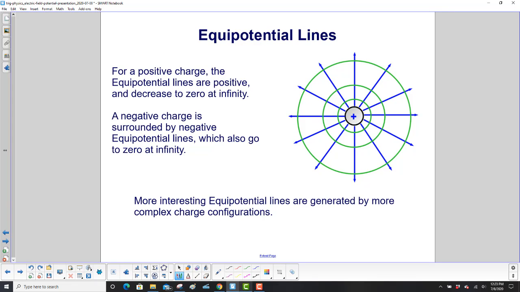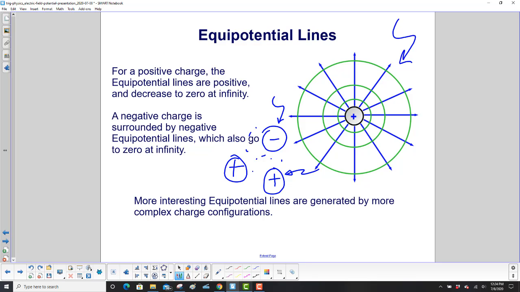For a positive charge, like we have in this picture here, the equipotential lines are positive and they decrease to 0 at infinity. A negative charge is surrounded by negative equipotential lines, which also go to 0 at infinity. More interesting equipotential lines are generated by more complex charge configurations, right? This is just one charge, but if we were to put a plus here, a minus here, and a plus here, you'd have to, at every point in space, add up the voltages due to each one of those charges. And remember, these would be negative values, and these would be positive. And then you would connect up where you have equal potentials. So we're going to do some of those coming up.